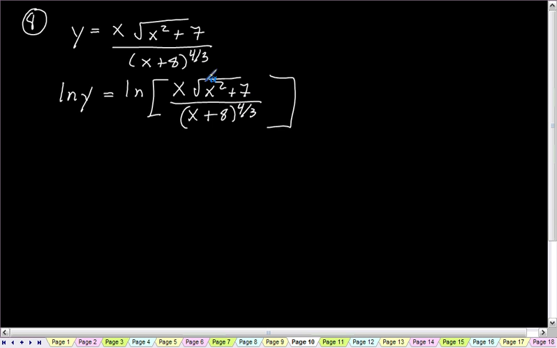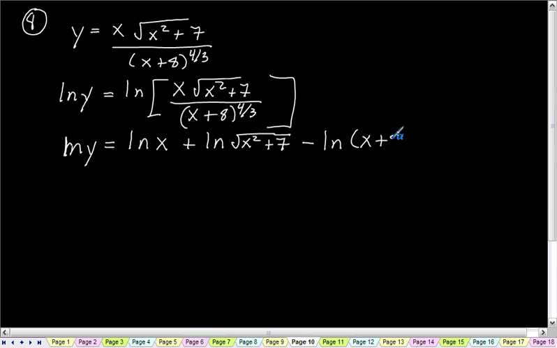Here we're multiplying and dividing. When you multiply, it's like adding. When you divide, it's like subtracting. So the ln of y equals the ln of x, plus the ln of the square root of x squared plus 7, minus the ln of x plus 8 to the 4/3.